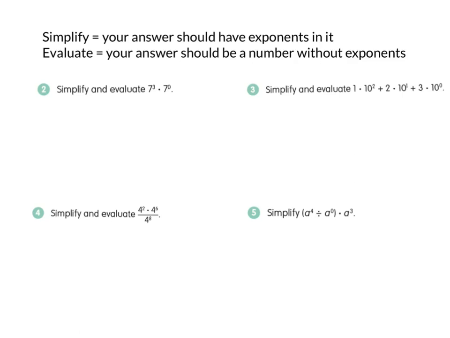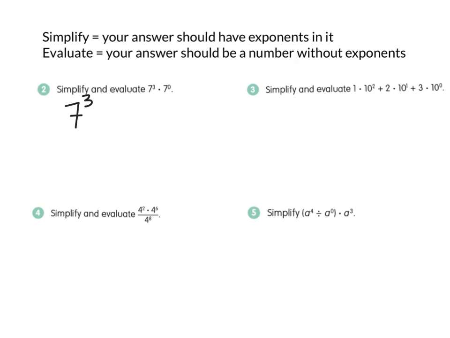Let's take a look at problem number 2. Simplify and evaluate 7 to the power of 3 times 7 to the power of 0. Well, what did we just learn? 7 to the power of 0 equals 1. And what is anything times 1? Well, it's just whatever that number is. So this is just 7 to the power of 3 times 1, which is 7 to the power of 3.